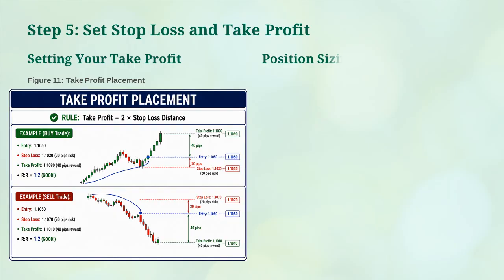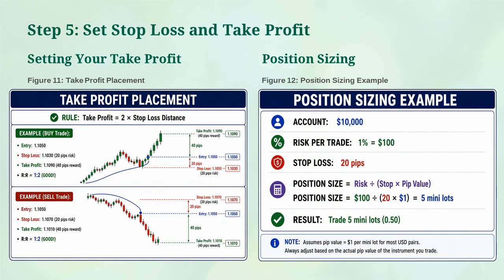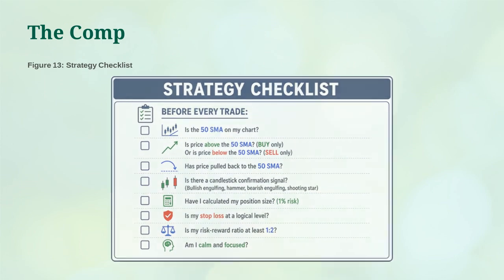Position sizing. Reference Figure 12. Now we calculate how much to trade. Remember the position sizing formula from earlier. If your account is $10,000 and you risk 1% per trade, that's $100 risk. If your stop loss is 20 pips, you need $5 per pip. In euro to US dollar, that's a volume of 0.50. Position sizing protects your account. Never skip this step. Reference Figure 13.